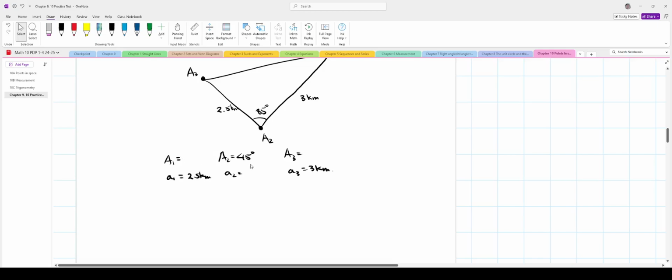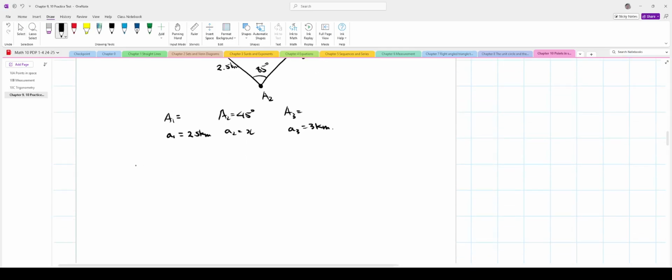And also, because we need to solve the unknown side using the cosine law, we're going to use the version where the c squared is isolated on the left-hand side. So let's copy down the formula. C squared is equal to a squared plus b squared minus 2ab cosine of c. So that's going to be x squared is equal to 2.5 squared plus 3 squared minus 2 times 2.5 times 3 times cosine of 45. Not 45, sorry, 85.